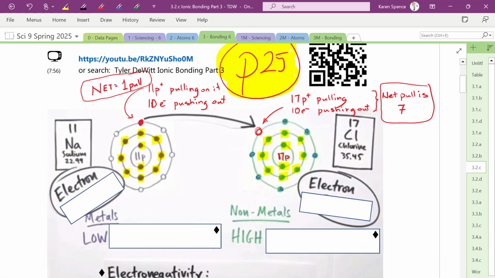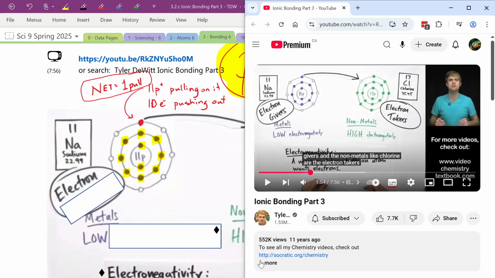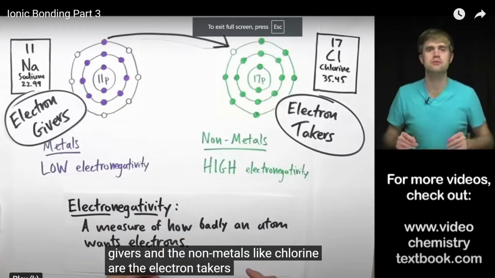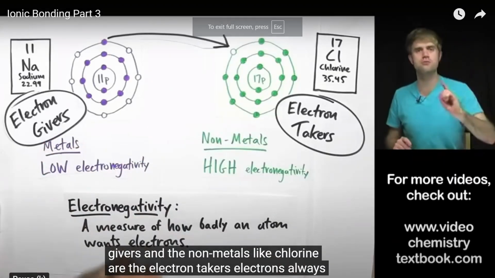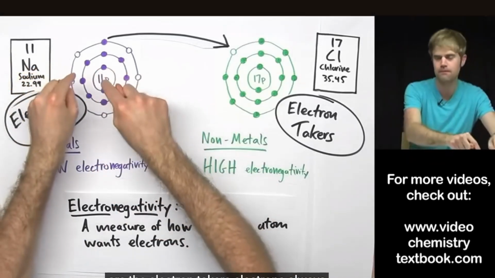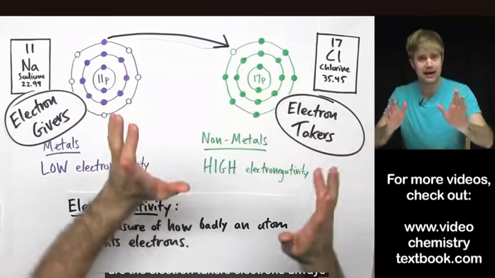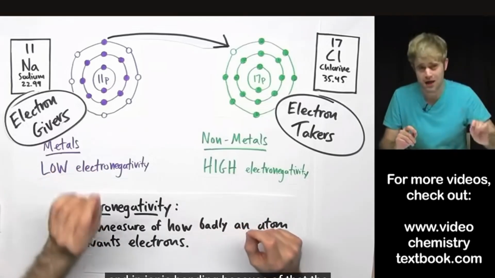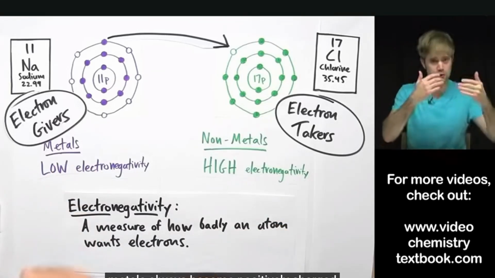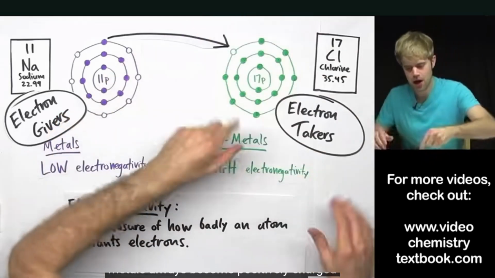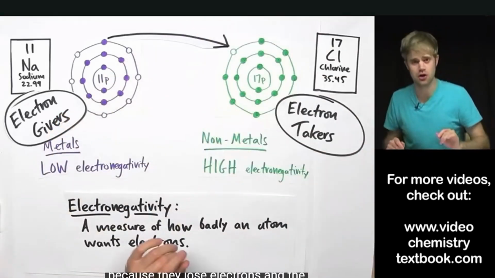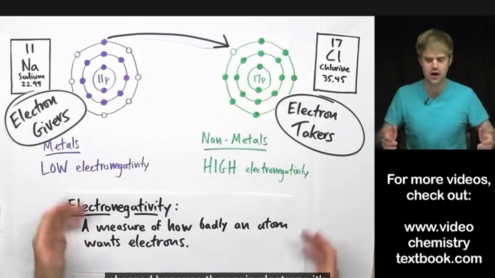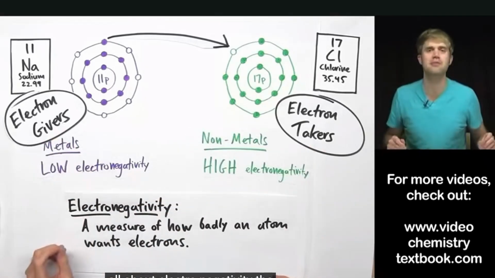All right, let's go back to Tyler. Electrons always move from the metal to the nonmetal. And in ionic bonding, because of that, the metals always become positively charged because they lose electrons, and the nonmetals always become negatively charged because they gain electrons. It's all about electronegativity, the greediness of an atom for electrons.